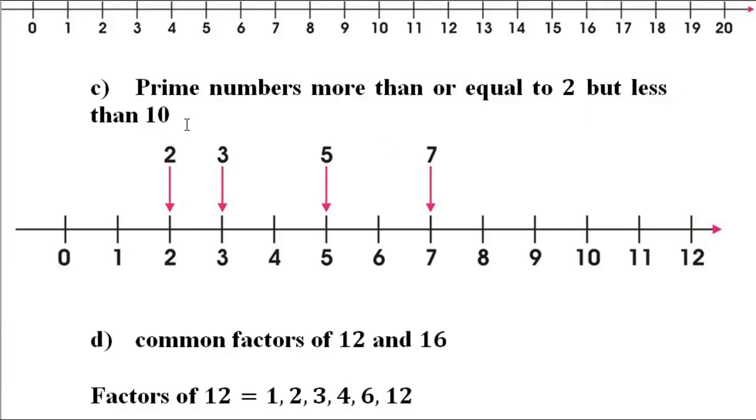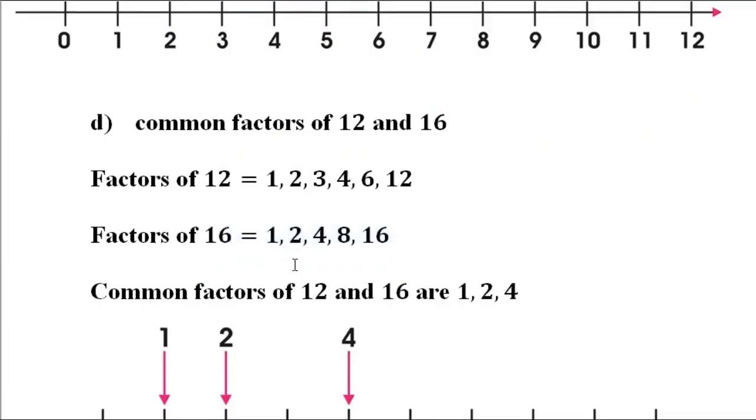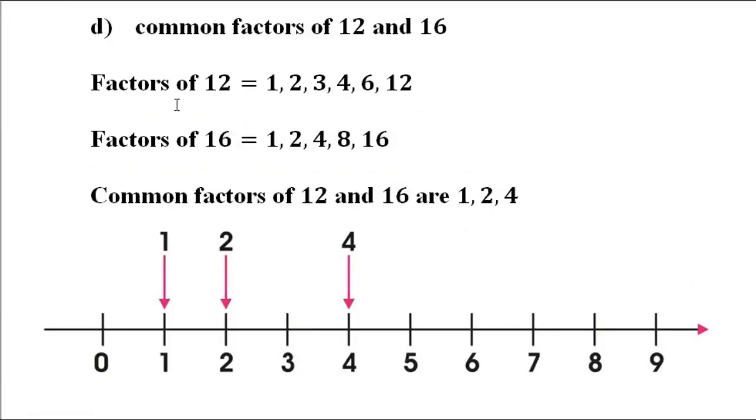Now prime numbers greater than or equal to 2 but less than 10 are 2, 3, 5, and 7. The following number line shows prime numbers greater than or equal to 2 but less than 10. The fourth part is to illustrate the common factors of 12 and 16. So let's factorize 12 and 16. Factors of 12 are 1, 2, 3, 4, 6, and 12. Factors of 16 are 1, 2, 4, 8, and 16. Common factors of 12 and 16 are 1, 2, and 4. And the following number line shows the common factors of 12 and 16.